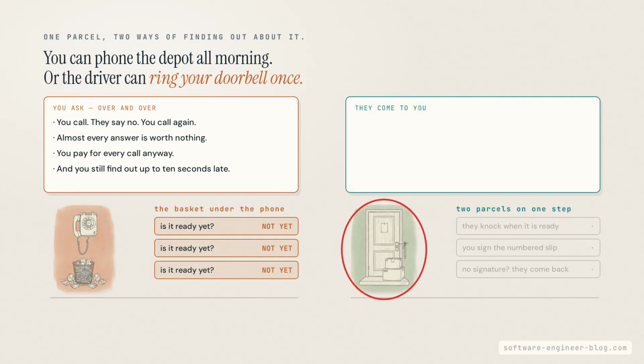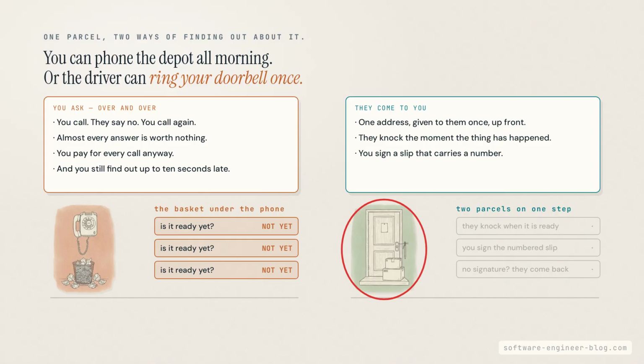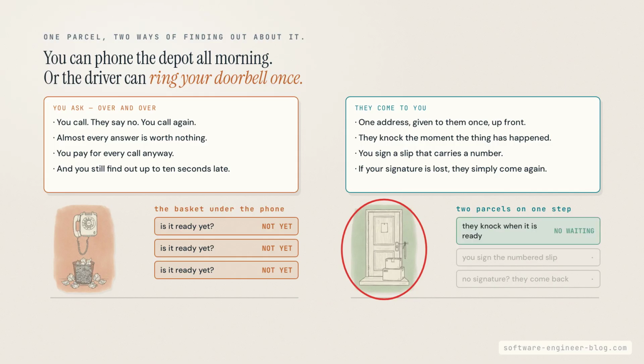Now, the right side. You give the depot your address once. Then the driver comes to you the moment the parcel is ready. You sign a slip, and that slip carries a number. And look at the step. There are 2 identical parcels on it. That is not a mistake in the drawing. If your signature never gets back to the depot, the driver simply comes again tomorrow with the same parcel.